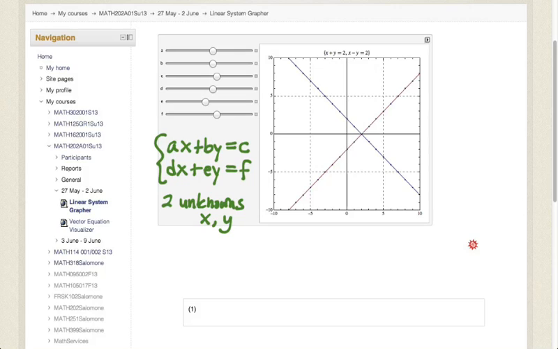And so a solution of this linear system of equations is a value for x and a value for y. And then the rest are what we would call the coefficients of the linear equation. Actually, let's say this. Let's call the coefficients a, b, d, and e.